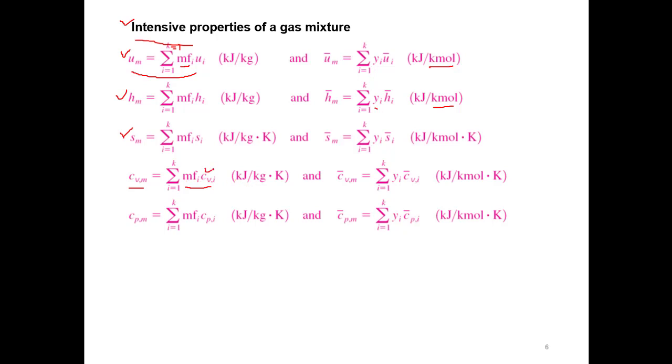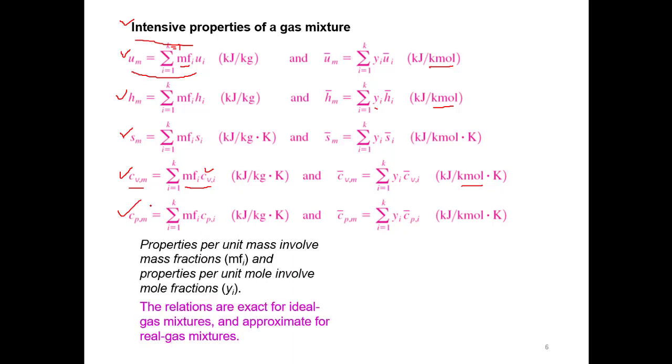Sometimes the Cv is available in terms of kilojoule per kg per Kelvin. If it is per kg, then you have to multiply with the mass fraction. If it is available in terms of per kilomole, then you have to multiply with the mole fraction, right? The same applies for the Cp. Cv is at constant volume, whereas Cp is at constant pressure. So the same applies for the Cp as for the Cv. The properties which are available per unit mass, you have to multiply with the mass fraction, and which are available per mole, you have to multiply with the mole fraction.